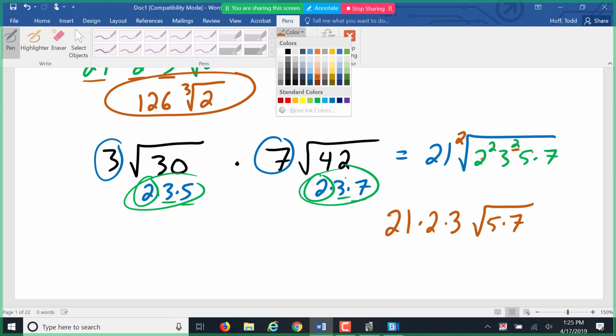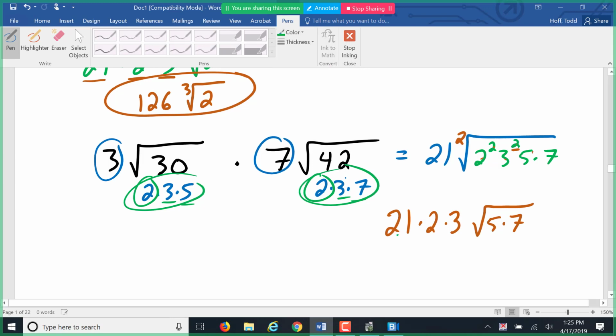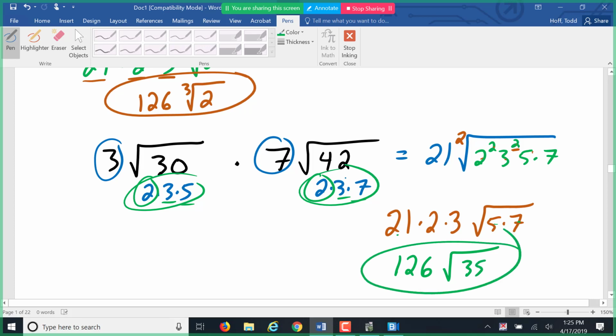So I combine. 21 times 2 times 3 is, once again, 126. 5 times 7 is 35. So that's 126 times the square root of 35. Any questions there?